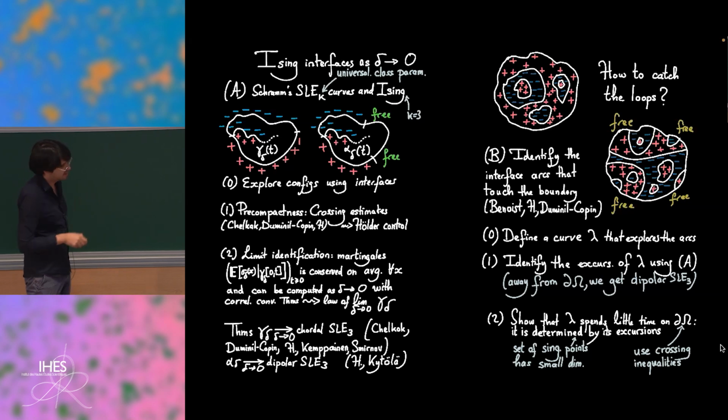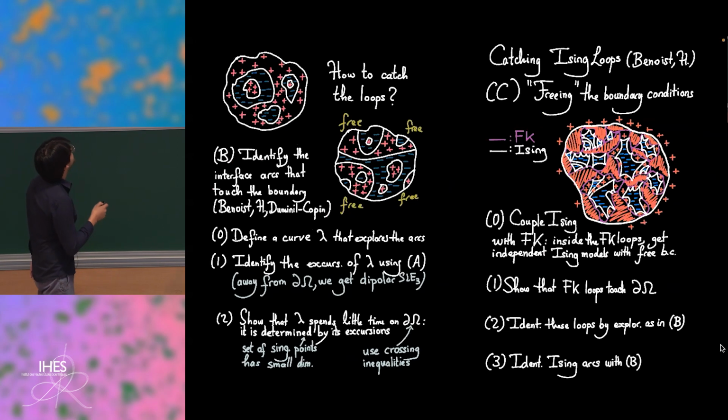Once you have these arcs, there's a trick, which is to use this FK model that Evelina spoke about yesterday, and Vendelin as well. So basically, the Ising model can be coupled with this random cluster model in a way that the FK model representing the Ising model has so-called wired boundary conditions. I'll come back to that in 10 minutes. Conditionally on the outermost loops, the interfaces of this FK model, I'll come back to what these are a bit later, the inside of the Ising model has free boundary conditions. So basically, you're back to this situation if you condition on the FK loops.